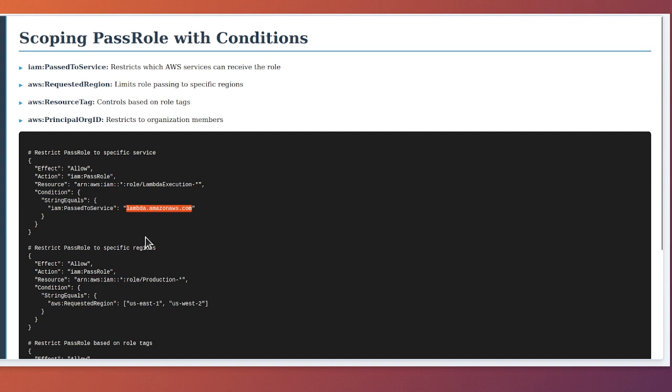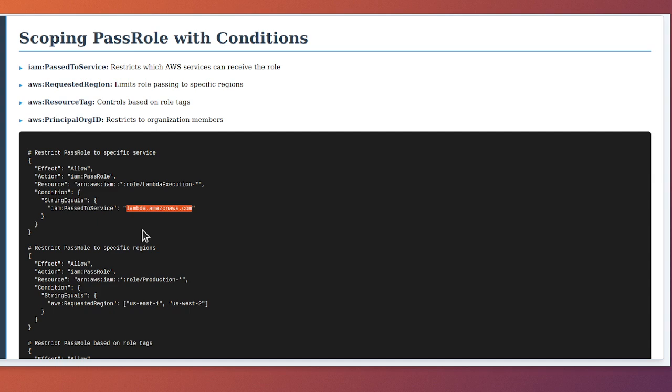In this example, even if you have pass role permission for a role like lambda-execution-dev, you can only assign it to Lambda functions. If you try to attach the same role to an EC2 instance, the condition will fail and AWS will deny the pass role operation. The service principal format is important here.